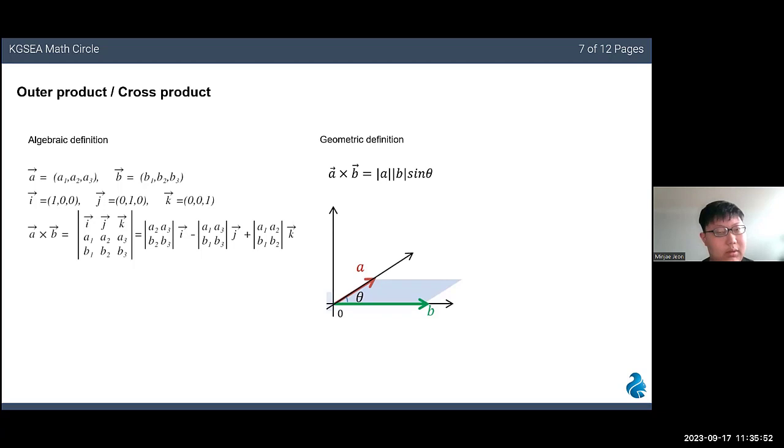I will explain the outer product, or cross product, used in the curl of a function. It is defined in two ways, algebraic and geometric. First, the algebraic definition calculates the determinant of the matrix, as explained in the previous slide. The geometric definition is similar to the definition used in the inner product. However, the outer product uses sine theta instead of cosine theta.